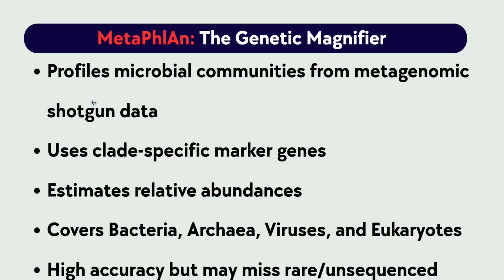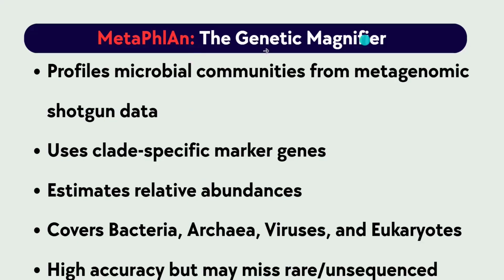MetaPhlAn is great at identifying microbes with known markers. But what if the species is rare? What if the species aren't found in the reference database? MetaPhlAn unfortunately won't be able to detect it. And this is important because it makes MetaPhlAn trustworthy. When it says something is there, it's actually there.